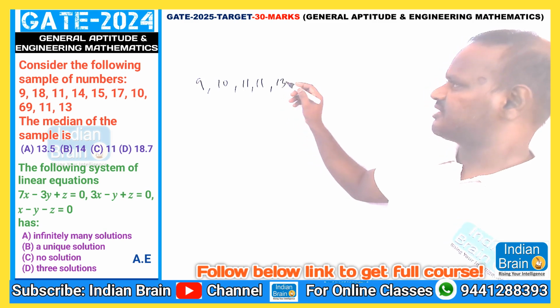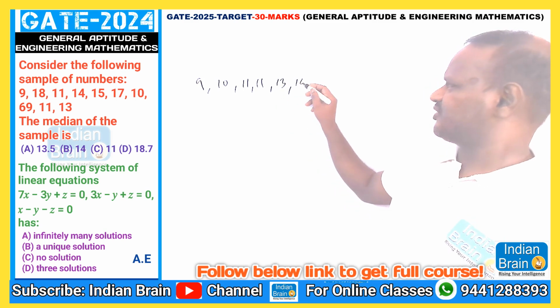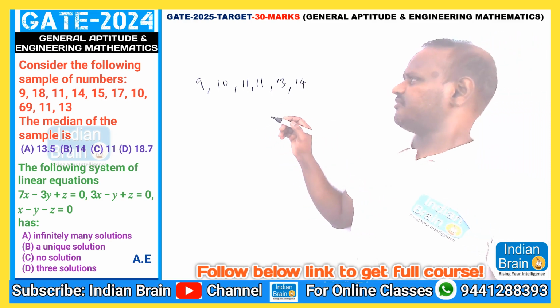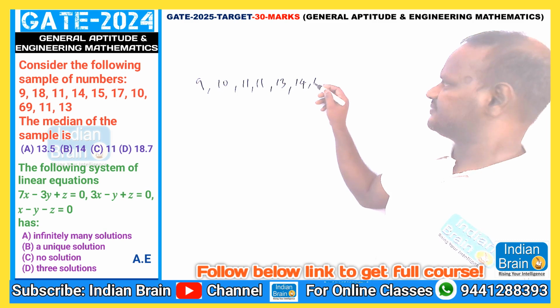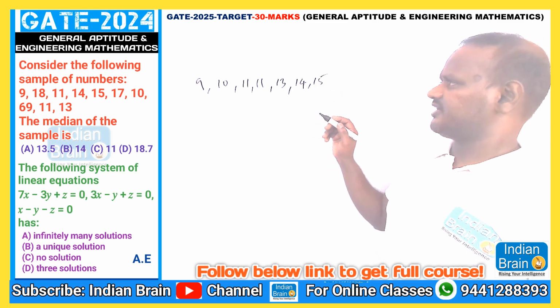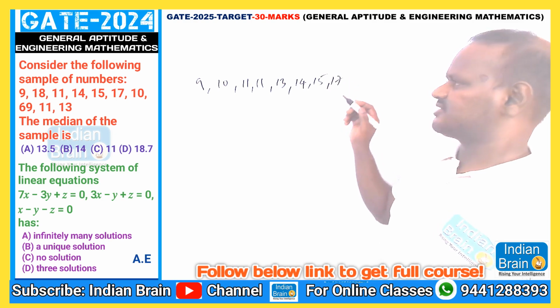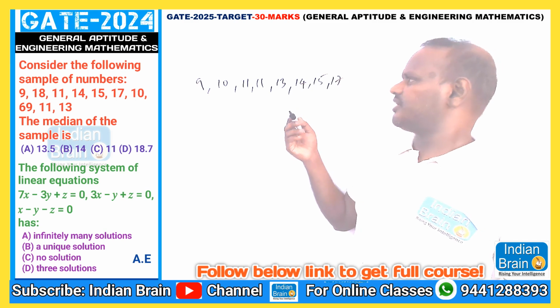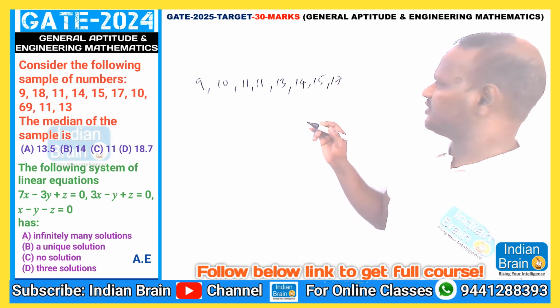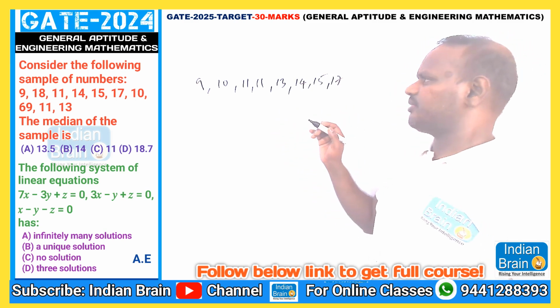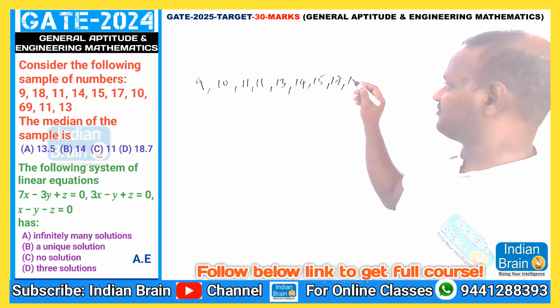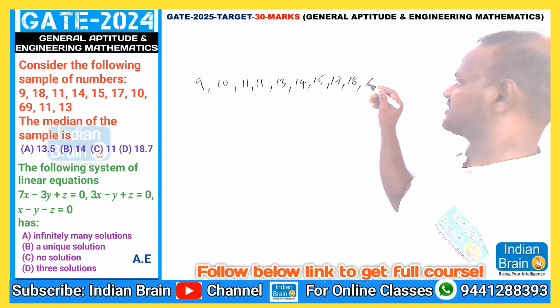After 13 the next number can be 14. Very simple, don't confuse me. After 14 we can go for 15. After 15, 17, yes, 17, the last but not least. After 17 the biggest number can be, of course, we'll have one more, 18, don't confuse. After 18 there is nothing more.